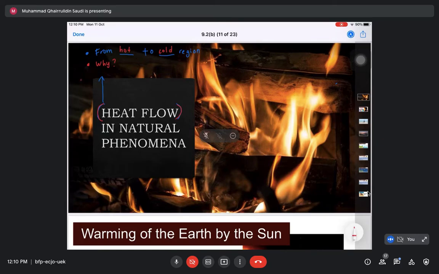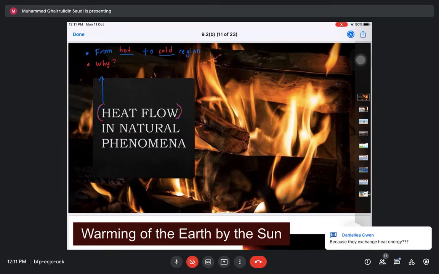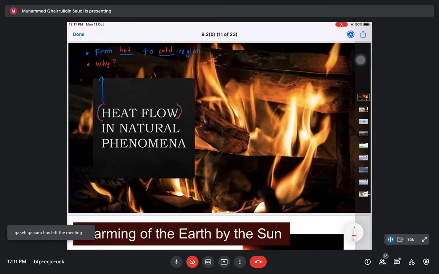Not really, because temperature is caused by heat. But why does the heat flow from hot region to cold region? Kenapa haba bergerak daripada kawasan panas ke kawasan yang sejuk? Because they exchange heat energy. Not exchange heat energy. It is still heat energy.